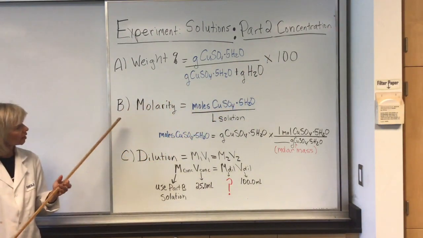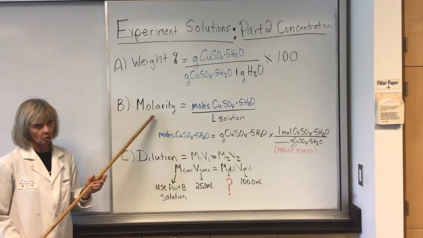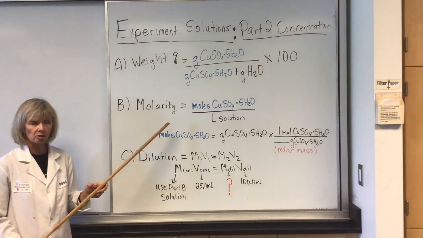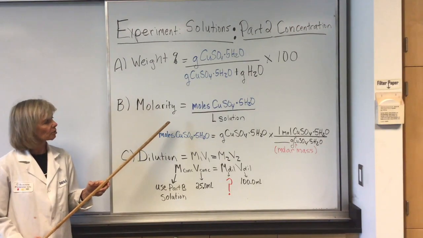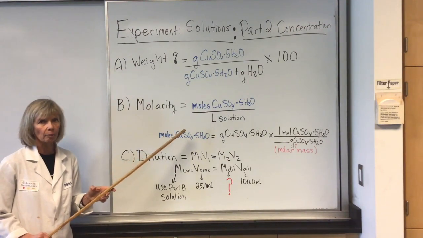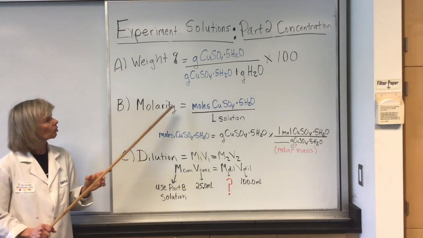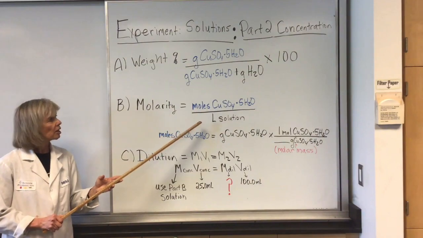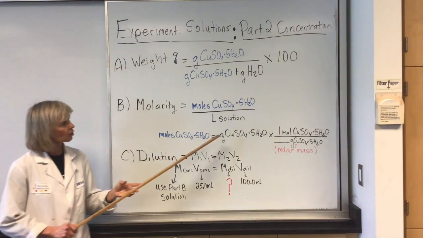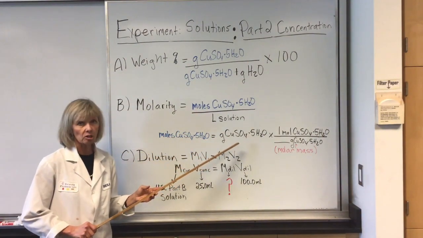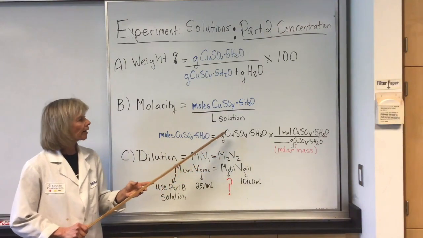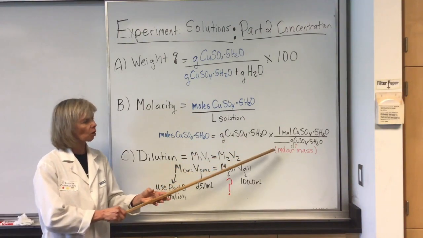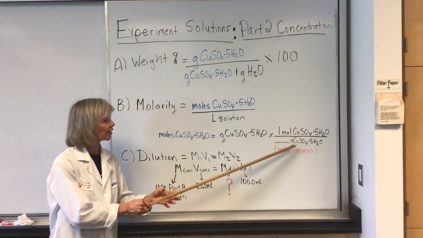The next part, you're going to make another solution. You're going to calculate the molarity of your solution. So in this part, you'll be weighing out 2 to 3 grams of copper sulfate pentahydrate, and you're going to be diluting it with water to a total volume of 100 milliliters. Now, molarity is moles of solute per liter of solution. So you weigh out your grams of copper sulfate pentahydrate between 2 to 3 grams, and then you're going to calculate the moles. So to go from grams to moles, we can use the molar mass of copper sulfate pentahydrate.